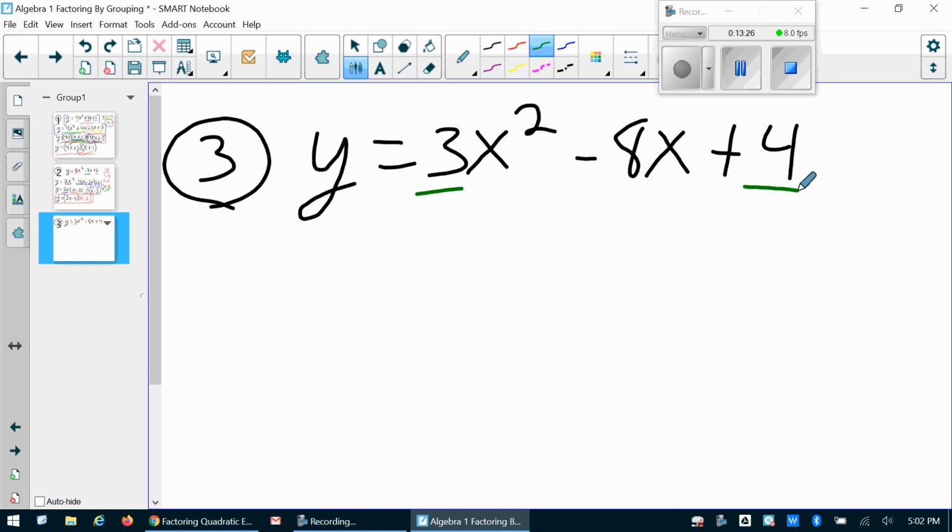3 times 4, that's our first step. We get 12. The factors of 12 that add up to be negative 8 are going to be, looks like negative 6 and negative 2. Okay, looks like that works. Now I want you to ask yourself, which number am I going to put first? The negative 6 or the negative 2? I think we need to put the negative 6 first, but again, that technically does not matter.